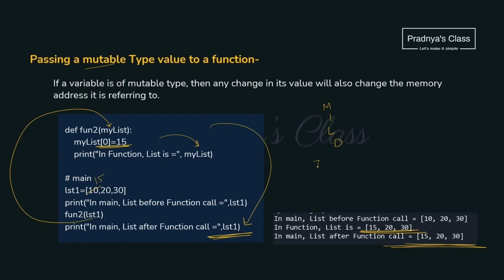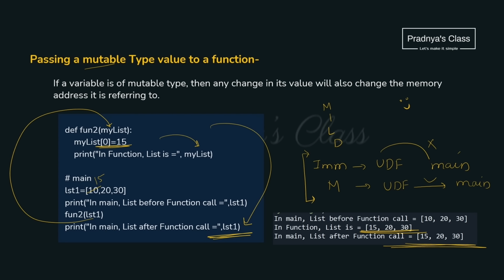So let's summarize. If we pass an immutable data type, the changes in the user defined function will not reflect back to main. Whereas if we are passing a mutable data type, the changes of the user defined function will reflect back to main. It means changes will reflect back depending on the data type. Hope you understood this concept.